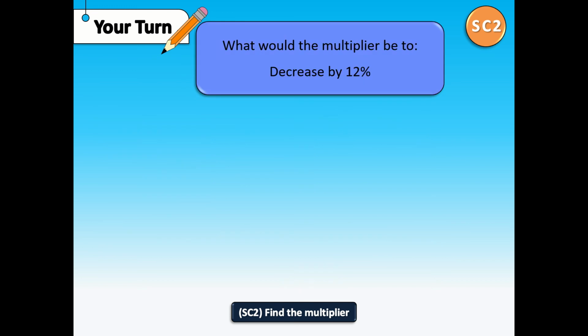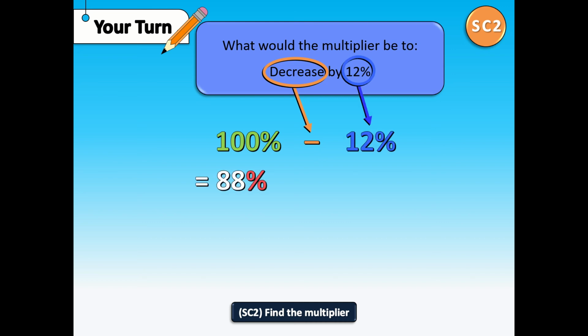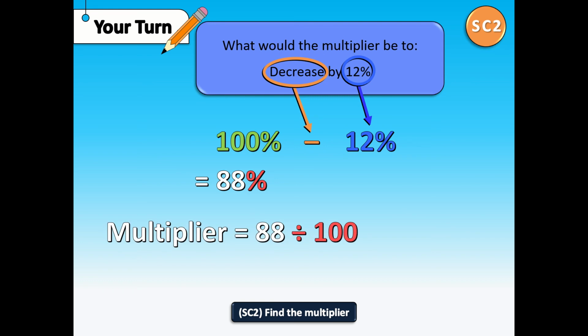Here's another one for you to have a go at. Again, pause the video, and when you're ready to see what you should have done, press play. So this time we want to find out what the multiplier would be if we're decreasing by 12%. So we start with 100% and we're decreasing, so that means we're taking away 12%. So that means we're left with 88%. So that's the percentage we want to find. So the multiplier would be 88 divided by 100. So 0.88 would be the multiplier.